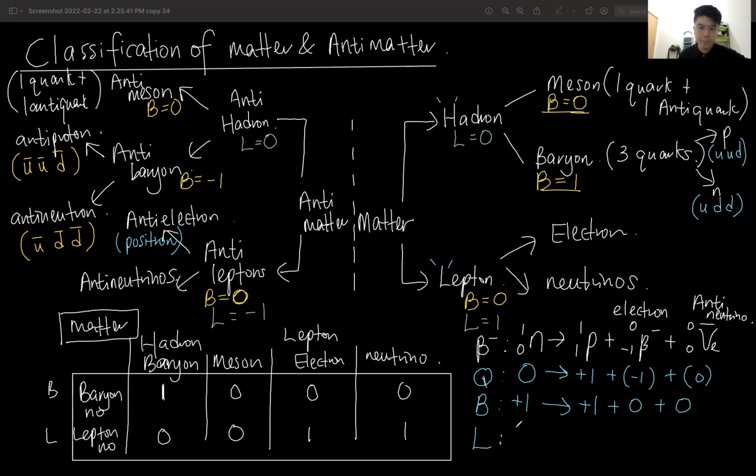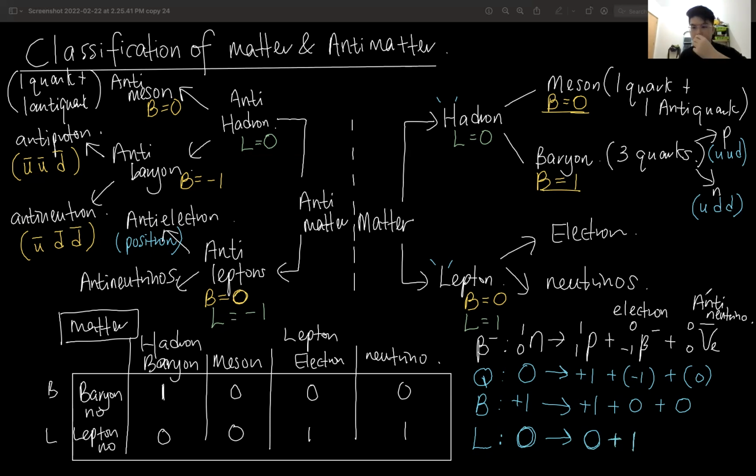Neutron, is it a lepton? It's not a lepton, right? It's not a lepton, so 0. What about this? Electron. Electron is a lepton. So the lepton number is plus 1.